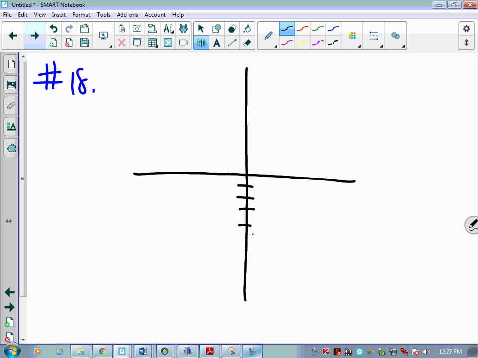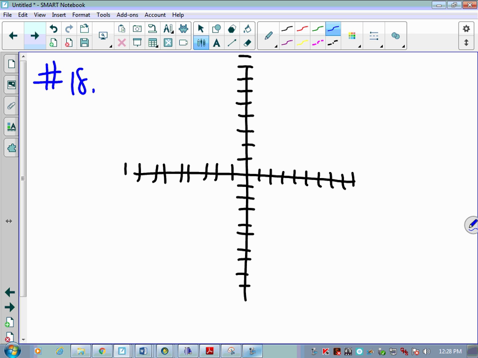It's not great, and you'd be better off to use some graph paper for it. But my parabola has a directrix at y equals negative 5. So 1, 2, 3, 4, 5. And because it's y equals, it's a horizontal line. Okay, so here's my directrix.